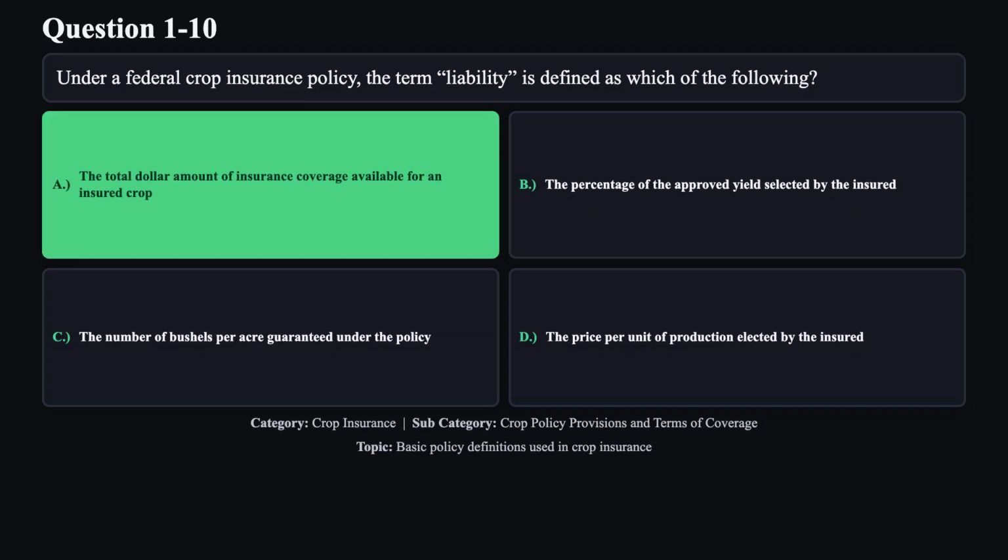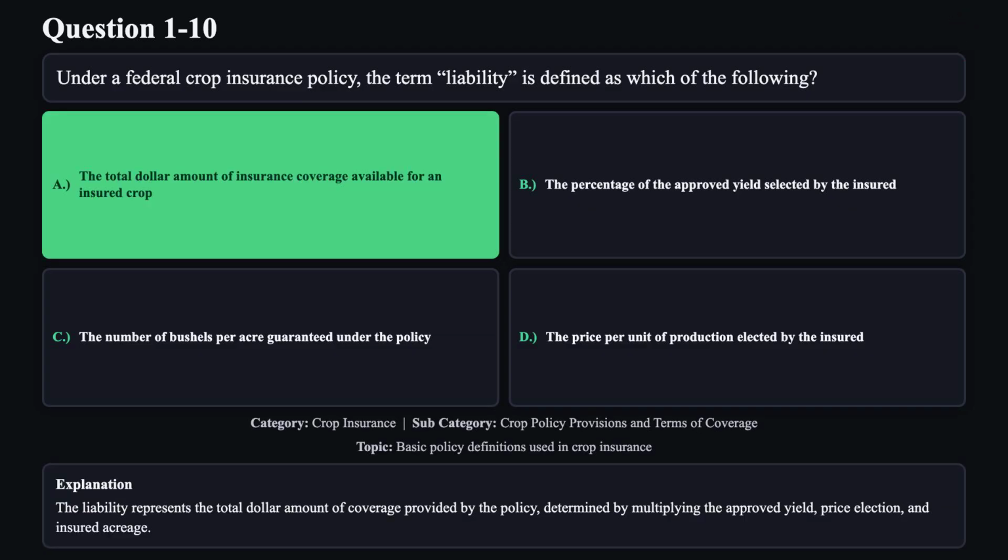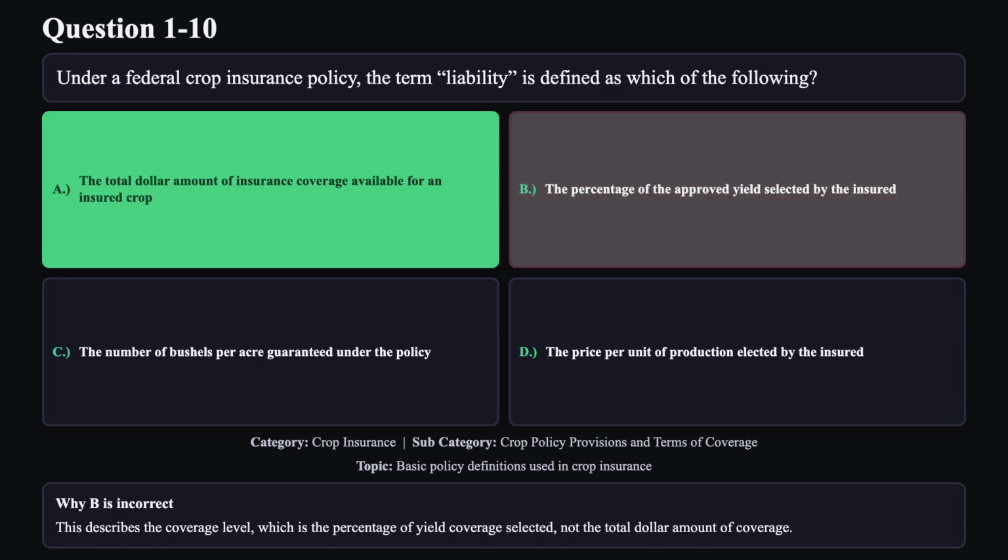The correct answer is A. The liability represents the total dollar amount of coverage provided by the policy, determined by multiplying the approved yield, price selection, and insured acreage. Reason B is not correct. This describes the coverage level, which is the percentage of yield coverage selected, not the total dollar amount of coverage.